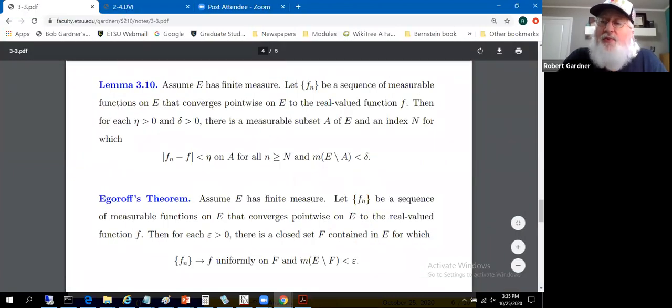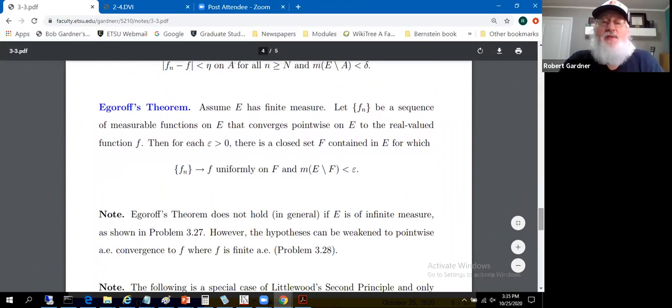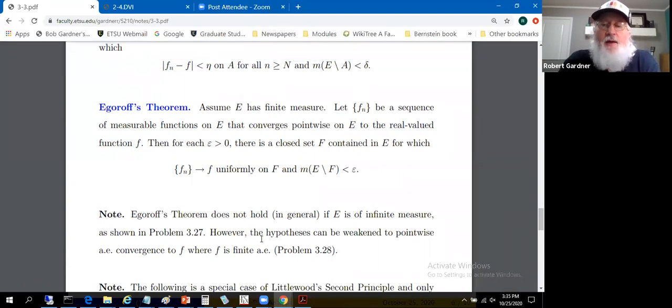Okay, back to section 3.3. Egoroff's theorem says, assume E has finite measure. It doesn't hold in general. That is, if E is of infinite measure, Egoroff's theorem is false. You're asked to find a counterexample in one of the problems out of the book, number 3.27. We can weaken the hypotheses a little bit by throwing in some almost everywheres. We could say the convergence holds almost everywhere instead of pointwise, and instead of saying f is real valued, we could get away with saying f is real valued almost everywhere. That's problem 3.28 to establish that.